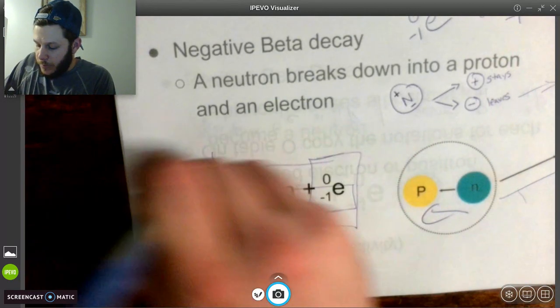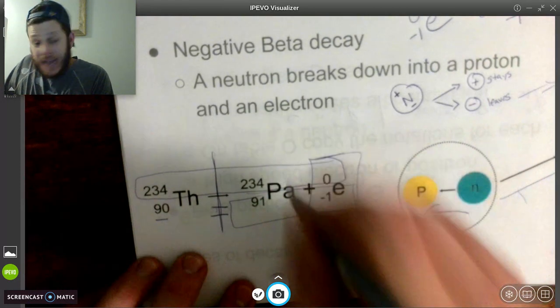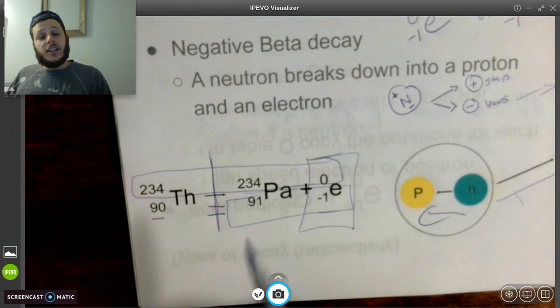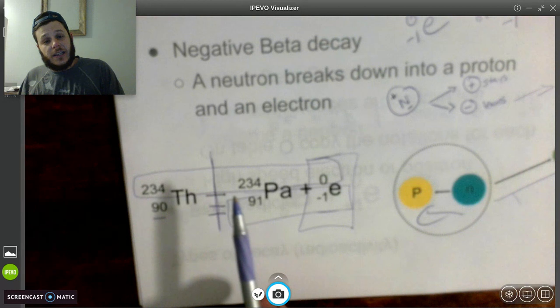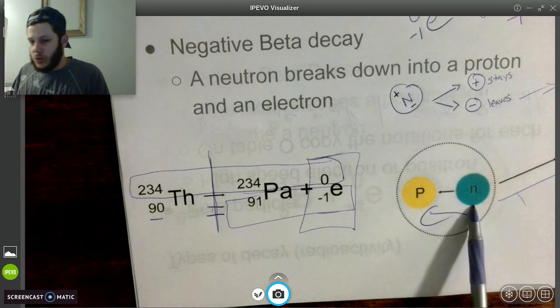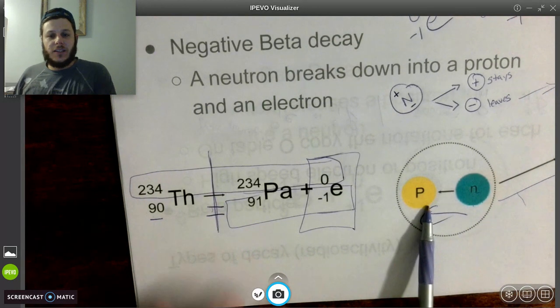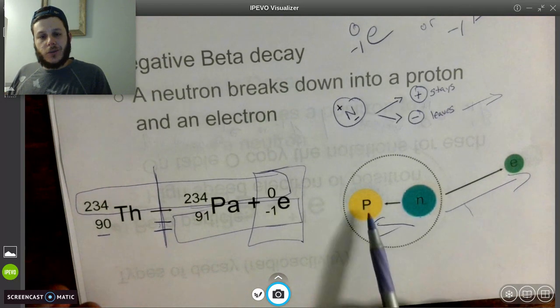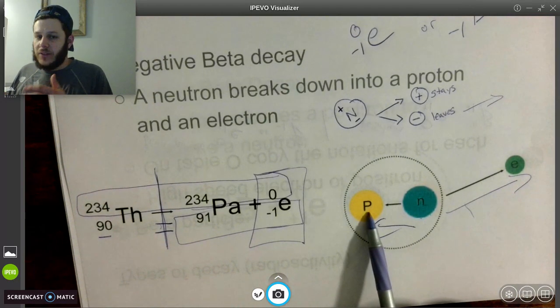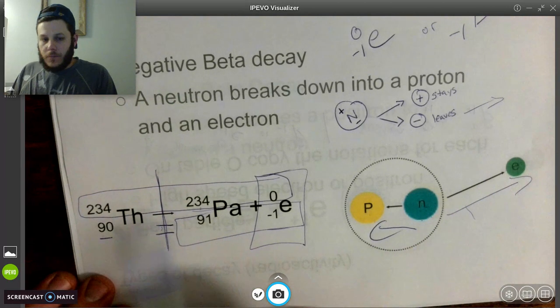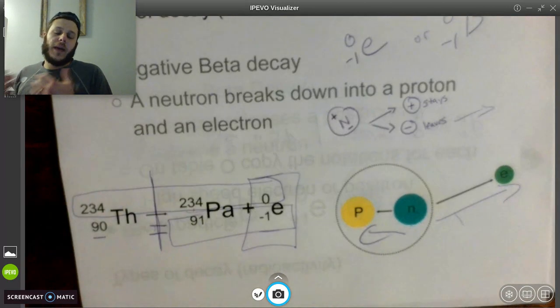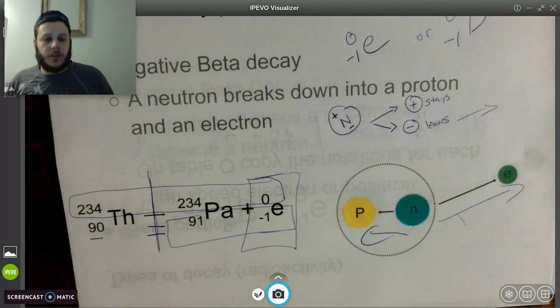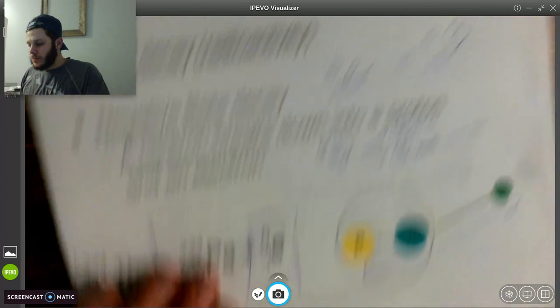And the same has to be true up top, right? The mass didn't change in this decay. It stayed the same. Why? Because neutrons and protons have the same mass. Electrons don't have mass. So if a neutron changes into a proton, both having the same mass, there's no change in the total mass of this element, of this atom. All right?